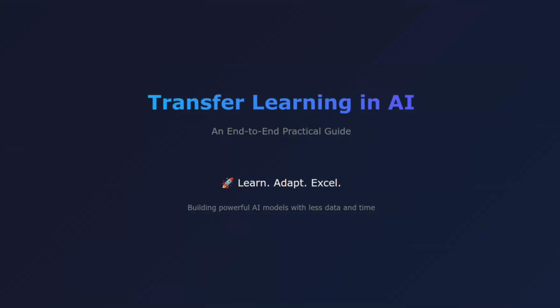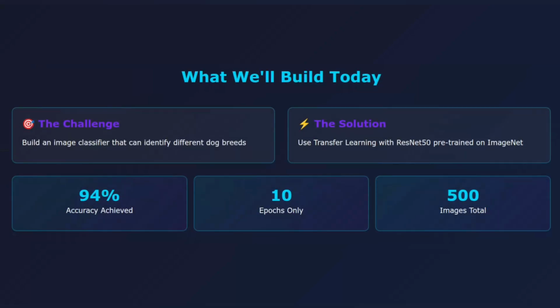Today, we're diving deep into one of the most powerful techniques in modern AI, transfer learning. Imagine if you could learn to play the guitar faster because you already know how to play the piano. That's essentially what transfer learning does for AI models. Instead of training a model from scratch, we leverage knowledge from pre-trained models to solve new problems faster and more efficiently.